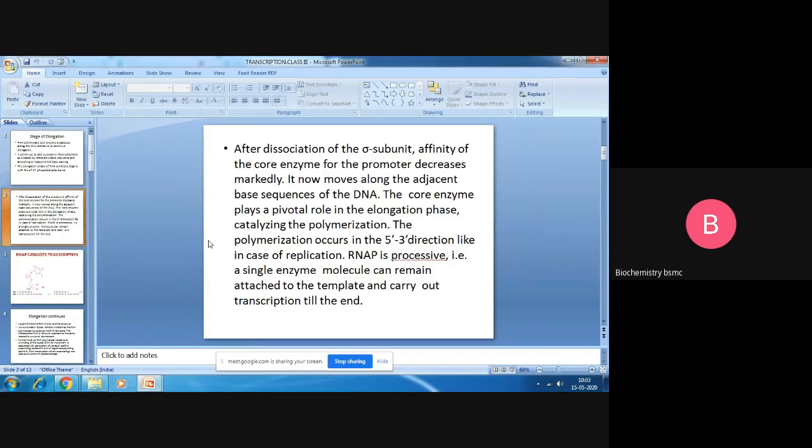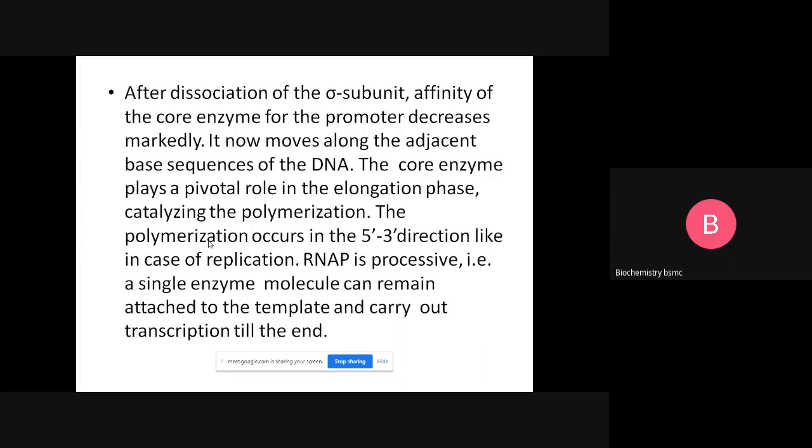What we see is that the affinity of the core enzyme for the promoter decreases markedly after the dissociation of the sigma subunit. Why is it important? Because the core enzyme has alpha 2, beta, beta prime, and omega. Sigma is gone. Sigma was responsible for promoter binding. Sigma gone, the affinity of the core enzyme to the promoter has diminished. It is important because the role of the promoter is now no more important.